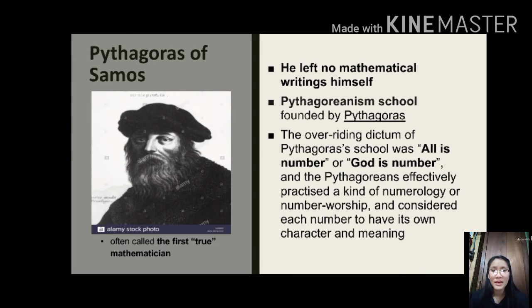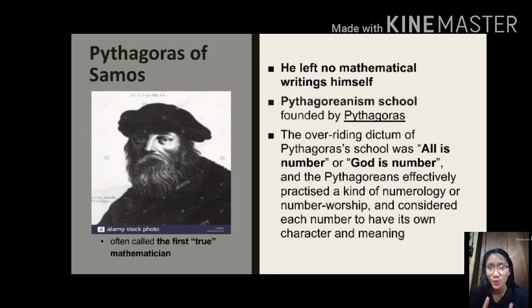Pythagoras of Samos is often called the first true mathematician, but there is no concrete evidence that Pythagoras personally solved any of the theorems ascribed to him, or whether they were solved by his followers. He founded Pythagoreanism, a religious brotherhood located in Croton in southern Italy. In this brotherhood, they worshipped numbers. They believed that all is number, or God is number.